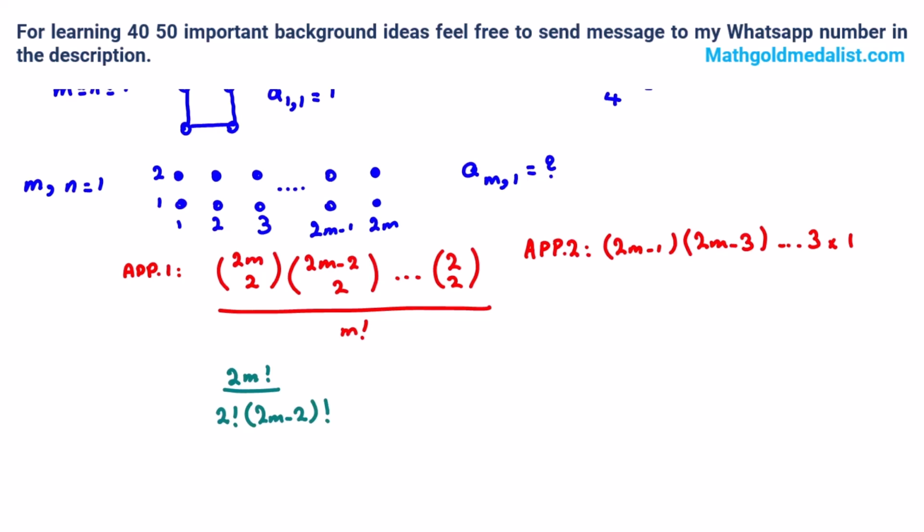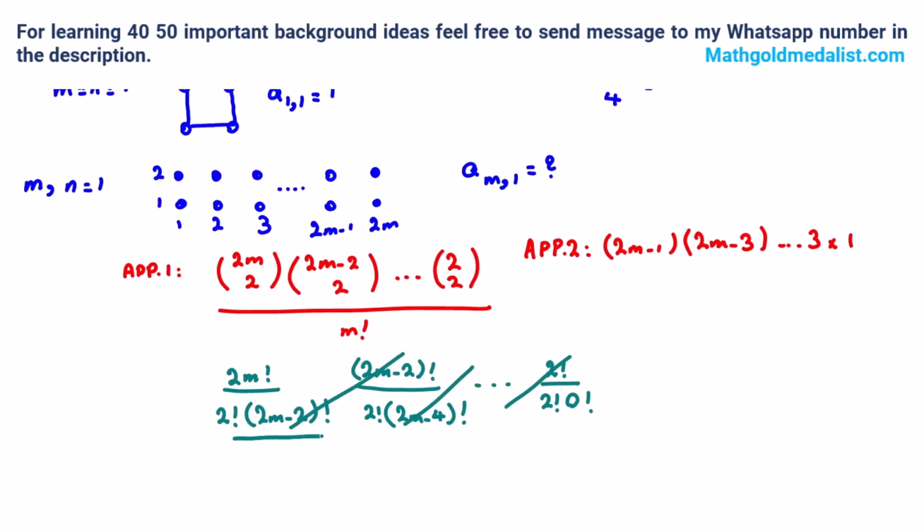And then for the next one, we can write (2m minus 2) factorial over 2 factorial times (2m minus 4) factorial, then 2 factorial over 2 factorial times 0 factorial. And we can cancel like this over m factorial. So it will be 2m, I'm sorry, here I should write like this: (2m) factorial over m factorial times 2 to the power of what? 2 to the power of m.